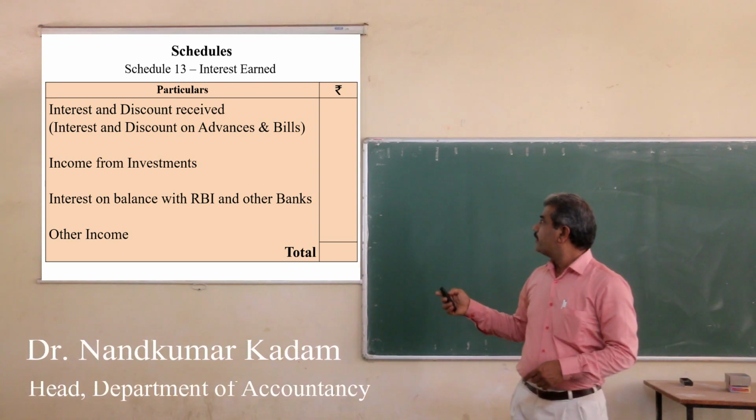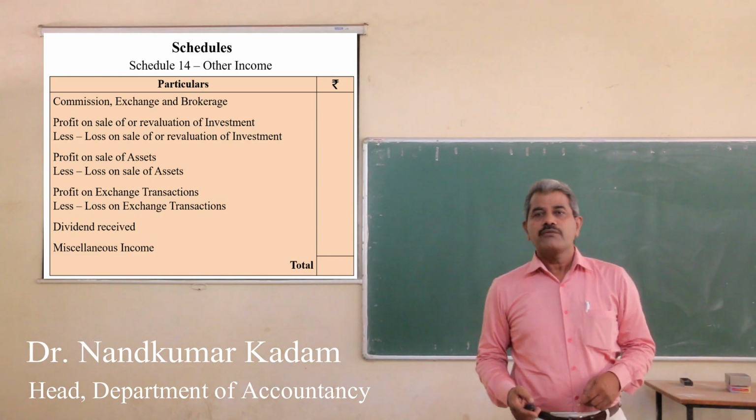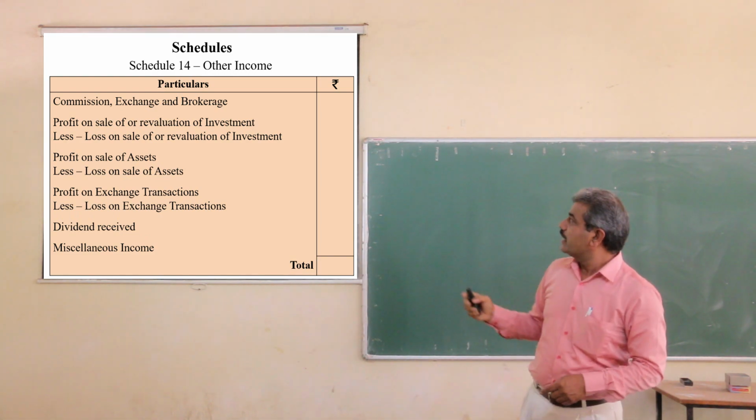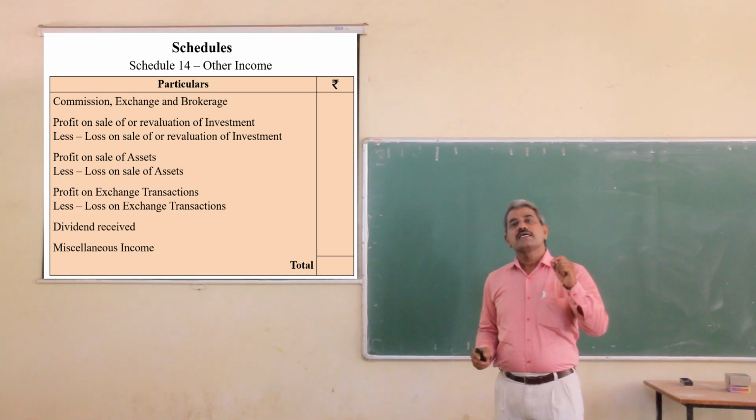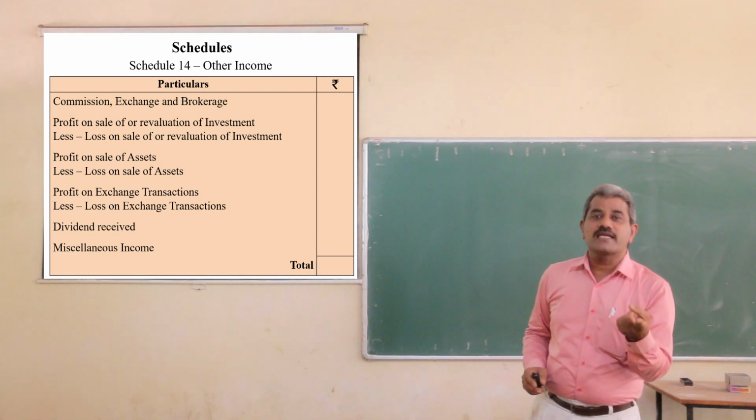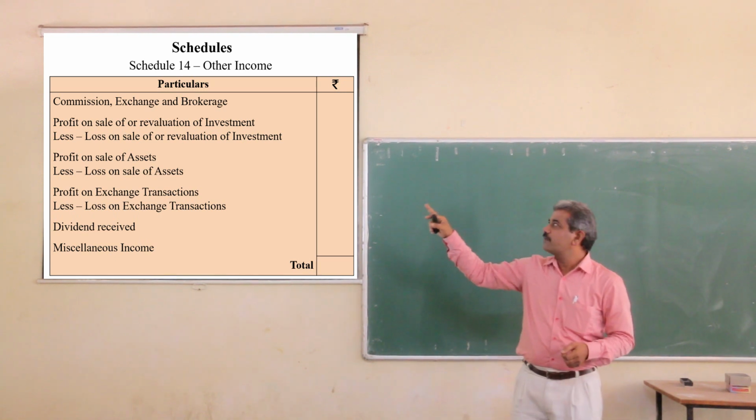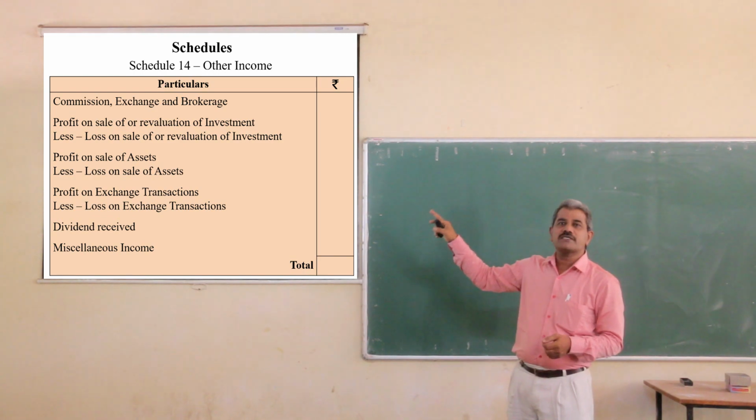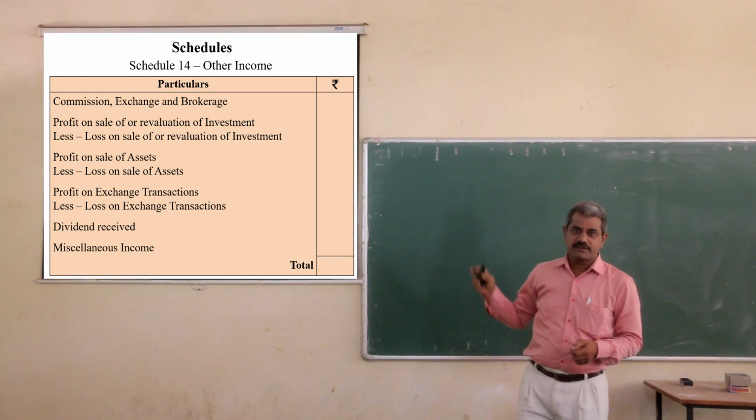The next is schedule number 14, that is other income. It includes four or five items. Here we will consider the income which is other than interest. First is commission, exchange and brokerage. Next is profit on sale of or revaluation of investments.